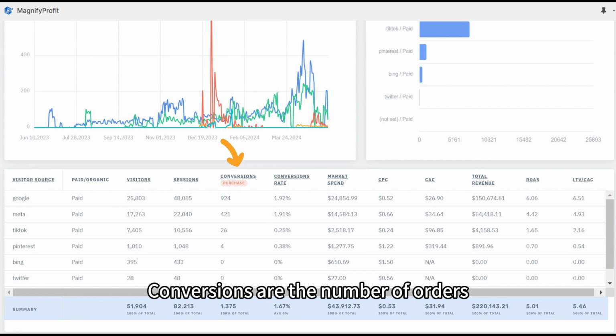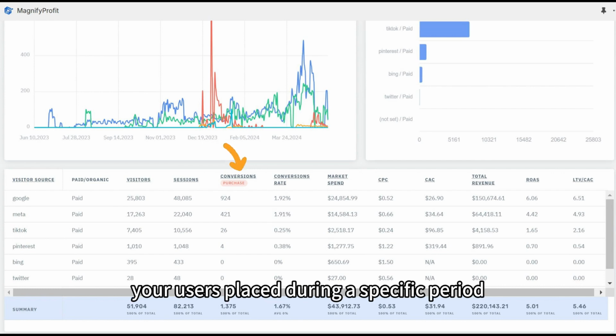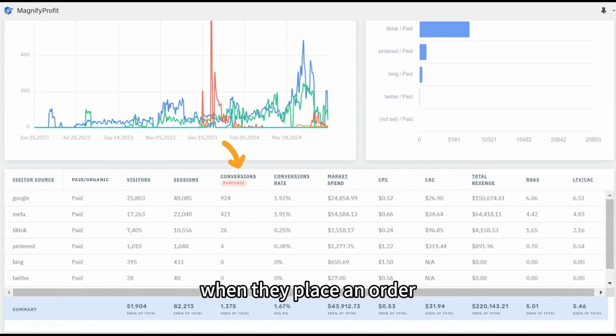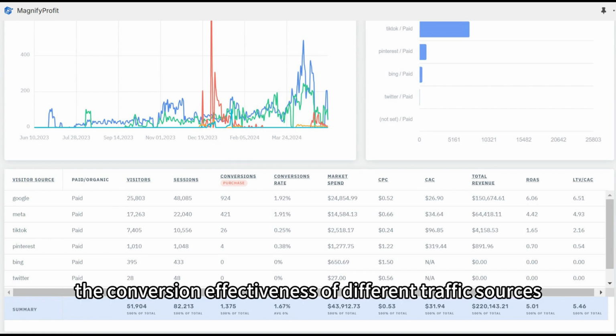Conversions are the number of orders your users placed during a specific period. Your website user becomes a customer when they place an order. This metric helps you understand the conversion effectiveness of different traffic sources.